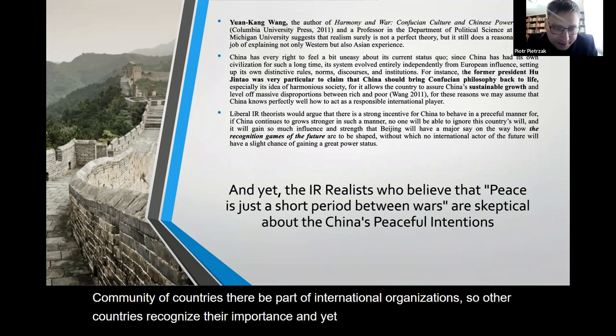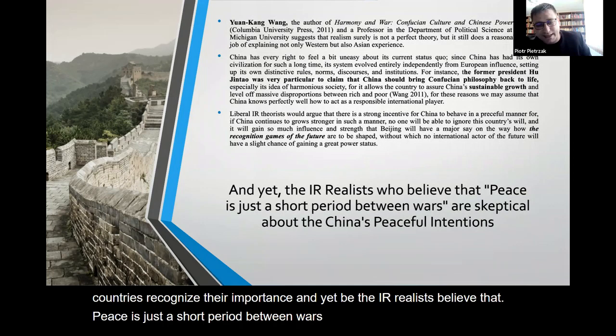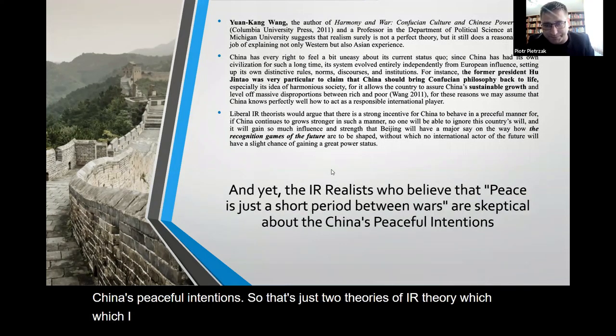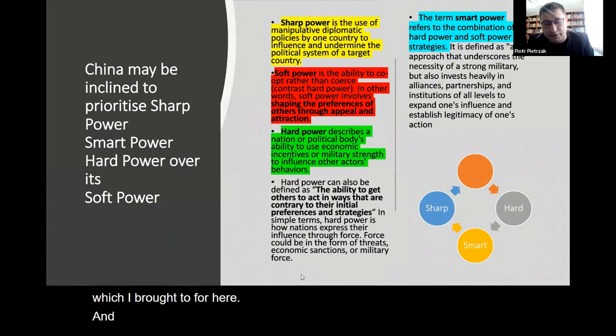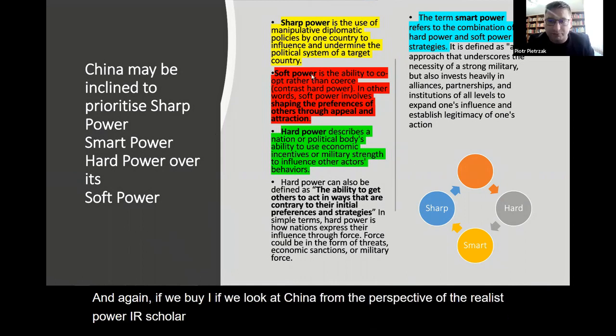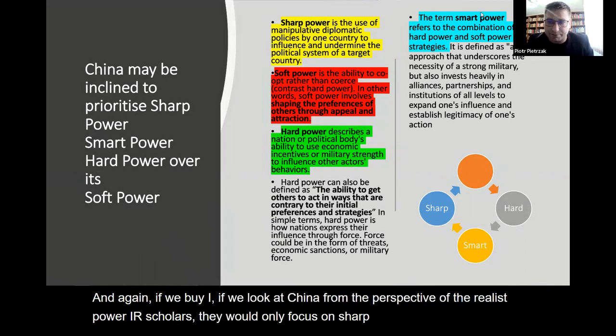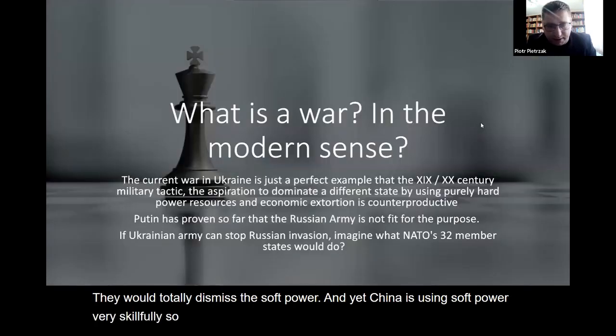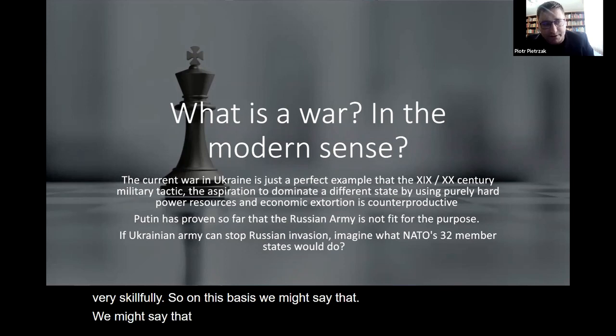And yet the IR realists believe that peace is just a short period between wars. And they are very skeptical about China's peaceful intentions. So those are just two theories of IR, which I brought to the fore here. And again, if we look at China from the perspective of the realist IR scholars, they would only focus on sharp, hard, and smart power. They would totally dismiss soft power. And yet China is using soft power very skillfully. So on this basis, we might say that there is a huge disagreement in how to perceive China.